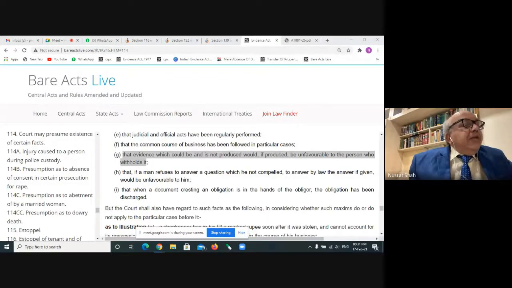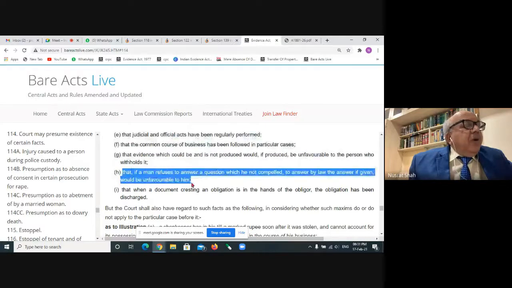Yes. Then H means that if a man refuses to answer a question which he is not compelled to answer by law, the answer if given would be unfavorable to him. So I gave you an example yesterday. Under the Evidence Act, you are bound to give an answer. A witness cannot excuse himself. He cannot take shelter under Article 20 subclause 3, which applies at the investigation. Section 132 of the Evidence Act clearly says that the witness has to answer the question, even if it incriminates him.